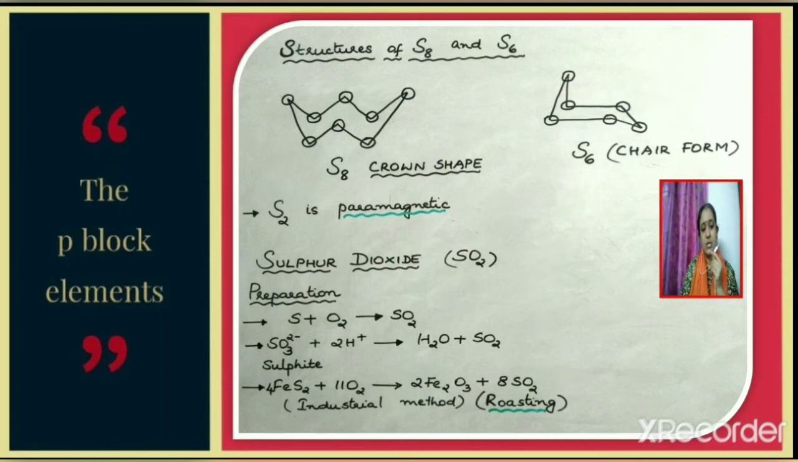Now let us see the industrial method used for the manufacture of sulfur dioxide. FeS2 plus O2 gives Fe2O3 plus SO2. So here sulfide of iron is taken. When it is heated in excess of air or oxygen, it gets converted into its oxide with evolution of sulfur dioxide. So here roasting is involved. Roasting of sulfide ore gives sulfur dioxide.